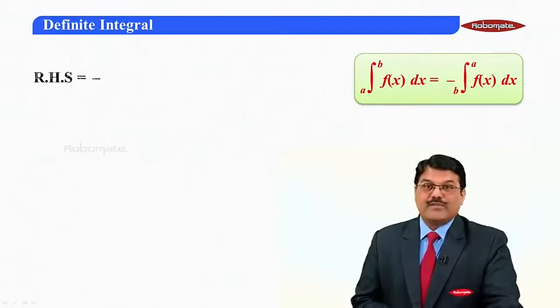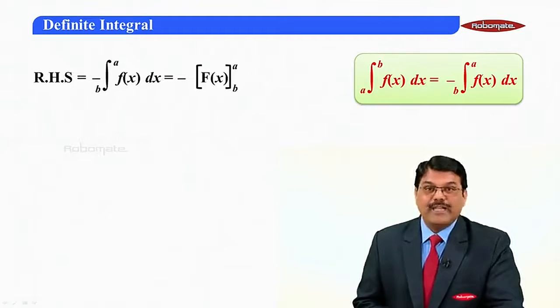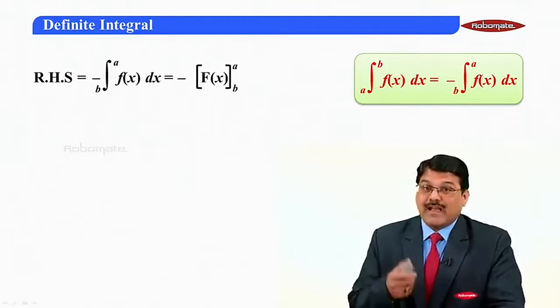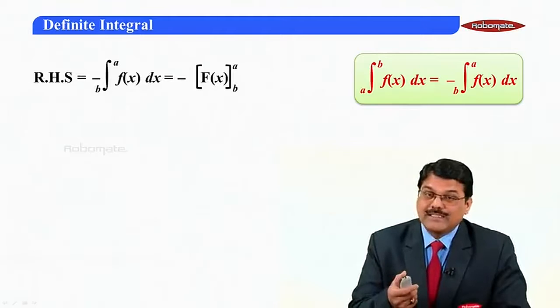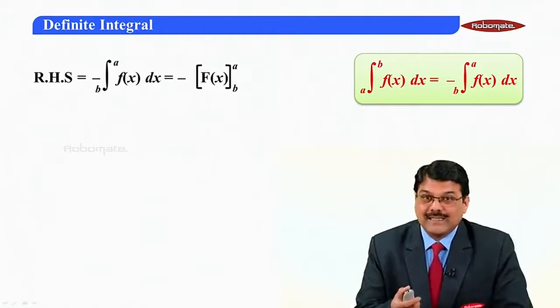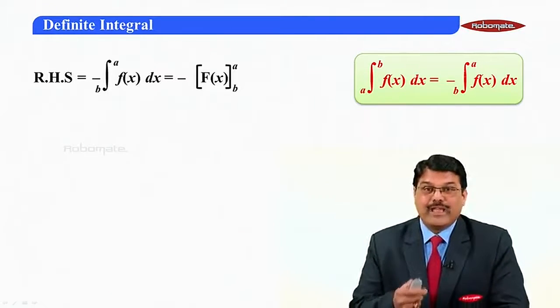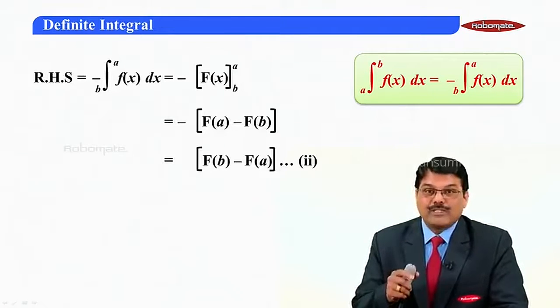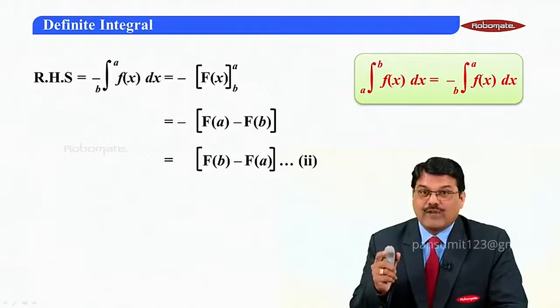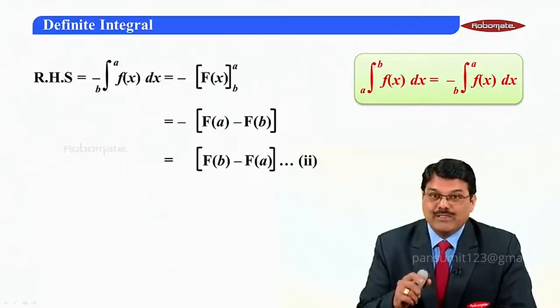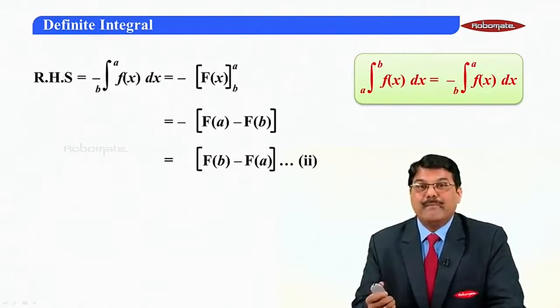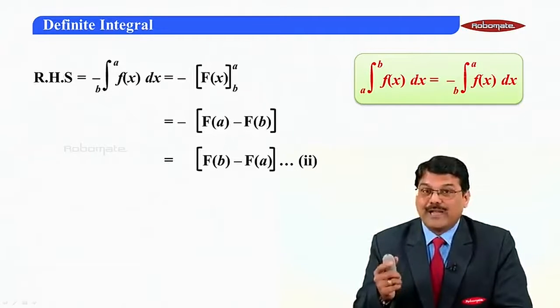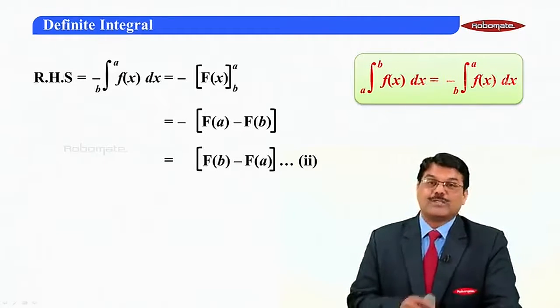On the right hand side we have minus of b to a f of x with respect to dx, but the integration of f of x is capital F of x as it is. It goes from b to a, right? I'm substituting that. It becomes upper limit minus lower limit, so it will be minus of F of a minus F of b. So again it becomes F of b minus F of a. If I put that minus sign inside, that is your expression 2.